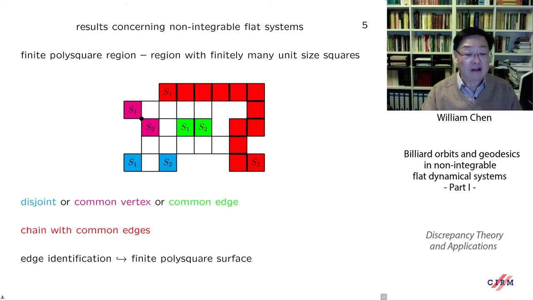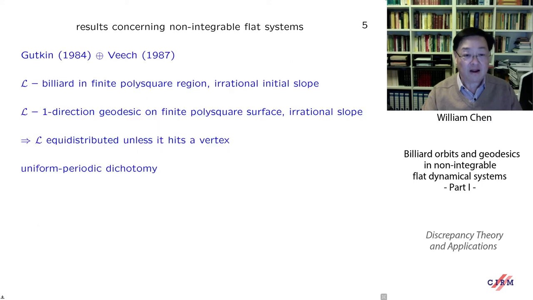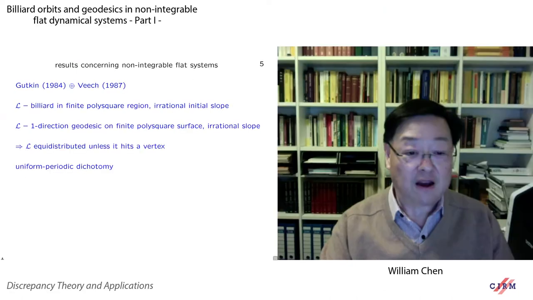And if we add edge identification to this, we turn this into a finite polysquare surface. Then there is the famous result of Gutkin and Veech, which says that you can either play billiard in the finite polysquare region, starting with an irrational initial slope, or one can consider a one-direction geodesic on the finite polysquare surface with an irrational slope. And in either case, we get equal distribution unless we are unfortunate enough to hit the vertex. And indeed, there is also uniform periodic dichotomy.